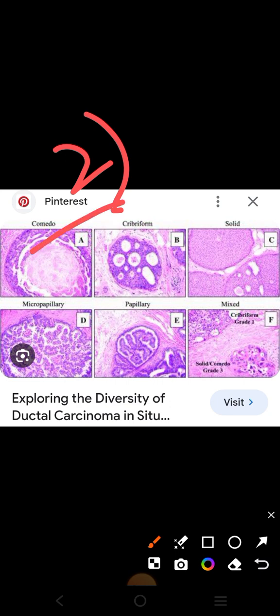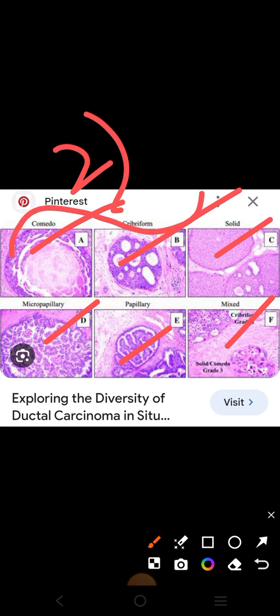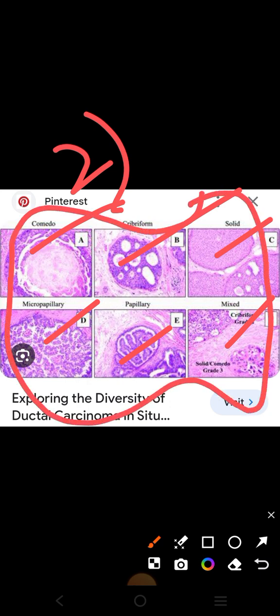Whether it is comedo, cribriform, solid, micropapillary, papillary, or mixed, all of them have equal chances for local recurrence and for invasion as well. The only two features which will tell you whether invasion or local recurrence will occur are high grade nuclei and necrosis. So thank you very much.